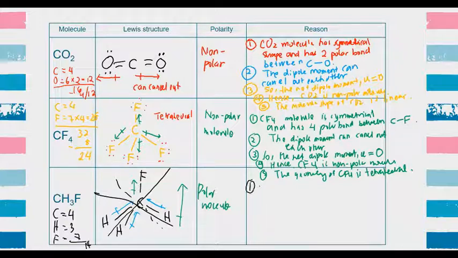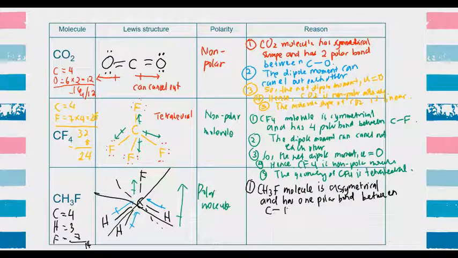So letak kat situ: CH3F molecule is asymmetrical and has one polar bond between CF and 3 non-polar bonds between CH. Okay.